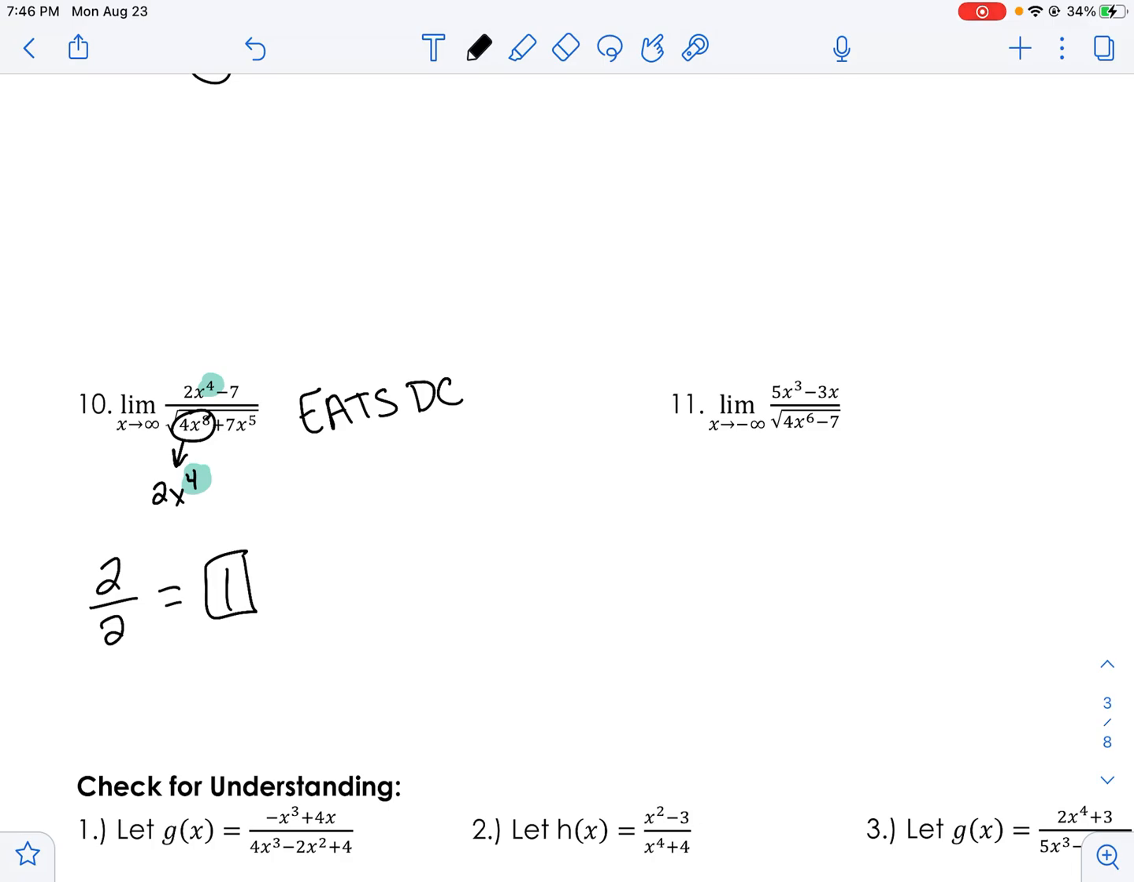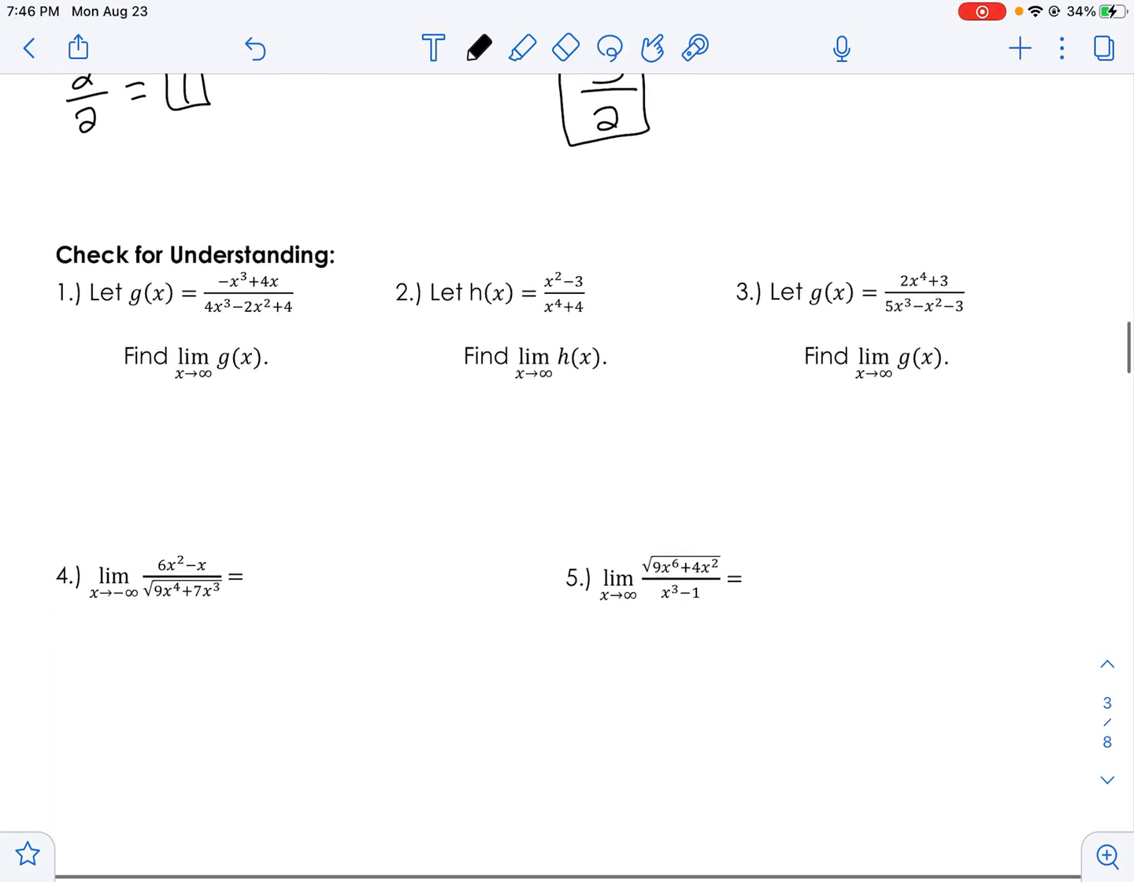Number 11, same concept as number 10. This would give me 2x to the 3rd. So I have degrees that are the same, so exponents are the same. Divide coefficients. So I'm going to divide 5 over 2, and it doesn't simplify, so I just leave it as 5 halves. Okay, so I want you to pause the video and try these 4 on your own to see if we really understand.